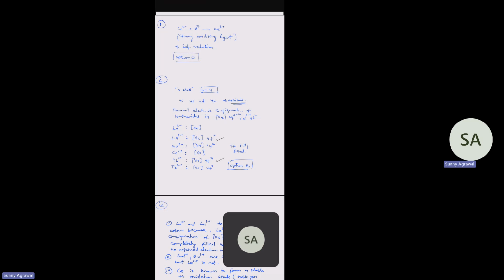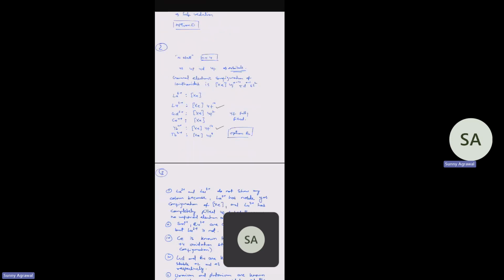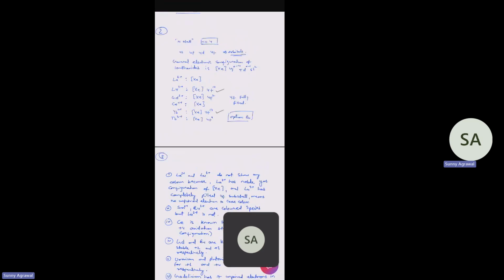Question number two: which of the following lanthanoids have a complete N shell? If we are talking about the N shell, it means n equals 4. It will have four subshells: 4s, 4p, 4d, 4f. And we want them completely filled, which means the electrons should be completely filled for them. Out of the given elements, only two, Lu3+ and Yb2+, will have n equals 4, or the N shell, completely filled. So option B is the answer here. You can check the other configurations also.